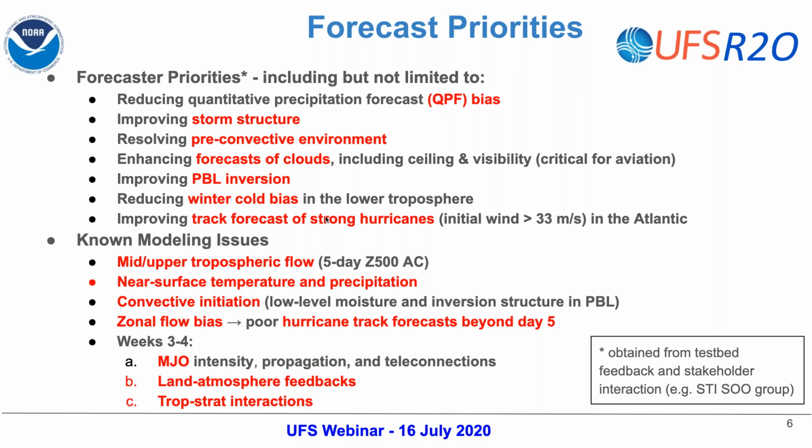So looking particularly at the Madden-Julian oscillation as a source of predictability for the subseasonal time range. And so the models need to do a better job of predicting MJO intensity, propagation, and remote teleconnections from the tropics into the extratropics. We also know that there's quite a lot of potential for improving predictions if we get the feedbacks between the land surface and the atmosphere right. And also there is some work to show that interactions between the troposphere and the stratosphere have an impact on this subseasonal time range.